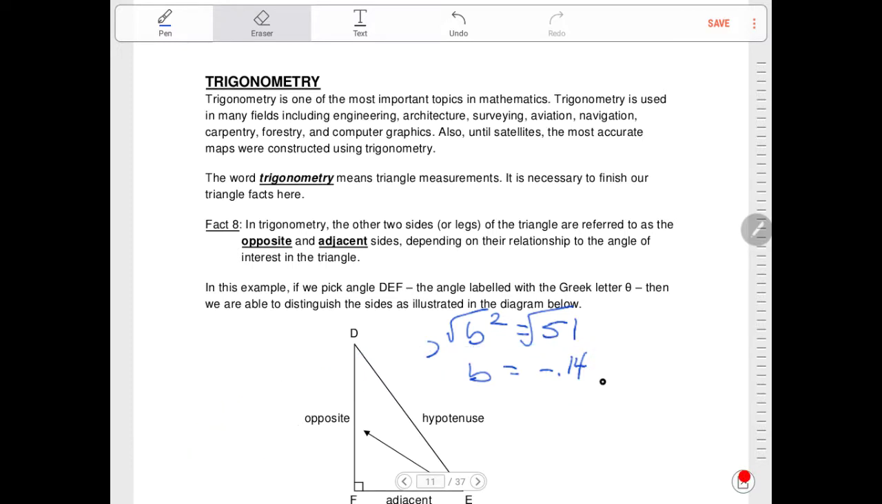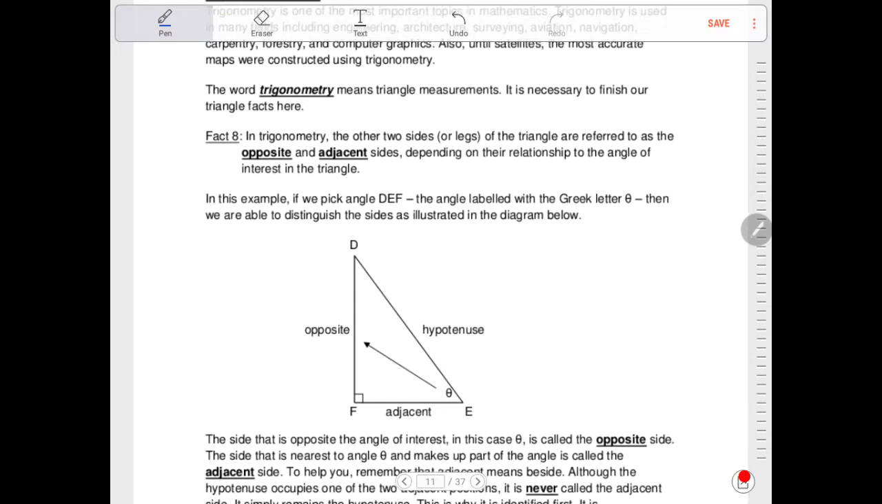So in trigonometry, before we really get into the calculations, what you have to do is understand some terminology. And it's under fact 8. In trigonometry, there are two other sides that we haven't talked about yet. They are called opposite and adjacent. And they're not consistent. I'm going to tell you that right now. They change. The only side or the naming that never changes is the hypotenuse. Remember, the hypotenuse is always opposite of the 90-degree angle.